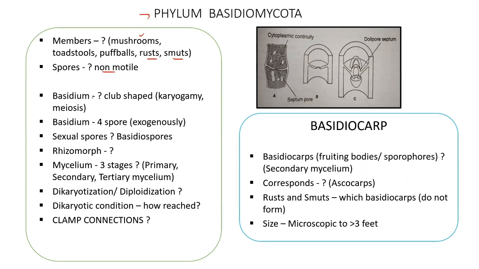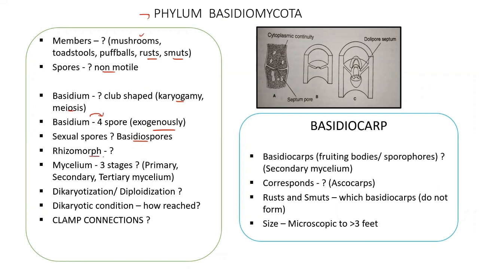What is basidium? What is the shape of basidium? What happens inside the basidium, like karyogamy and meiosis happens? And basidium produces four spores which are called basidiospores exogenously. This is different from asci or the ascospores. Now, sexual spores, these are the basidiospores.